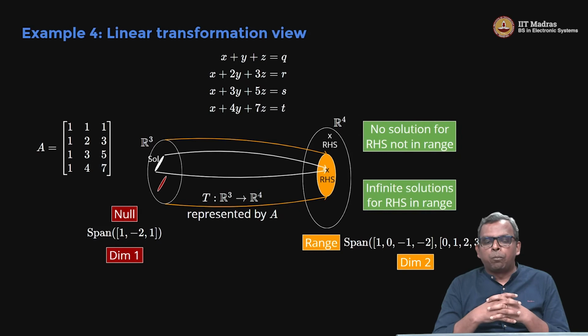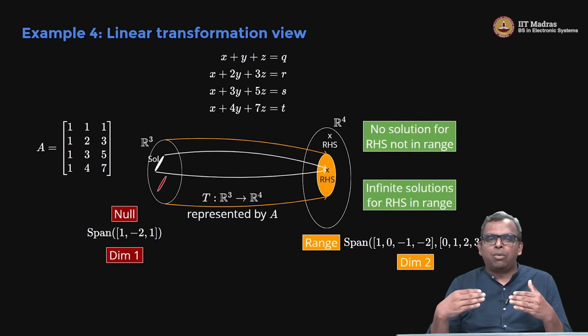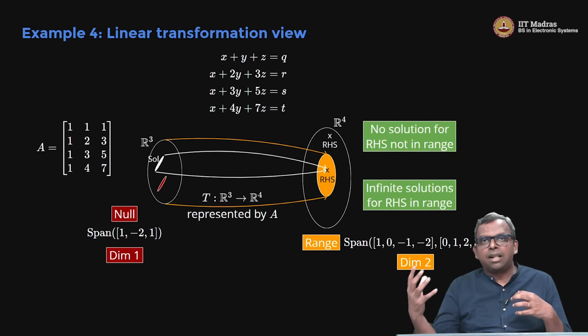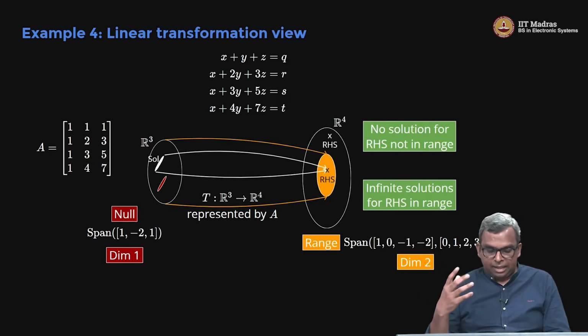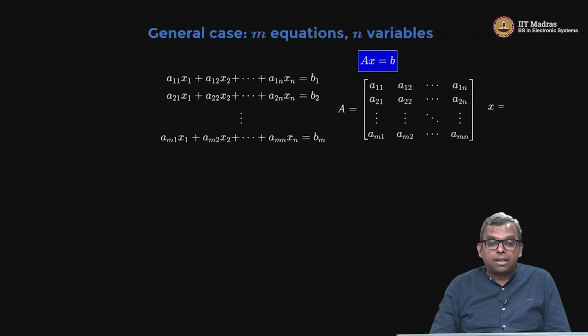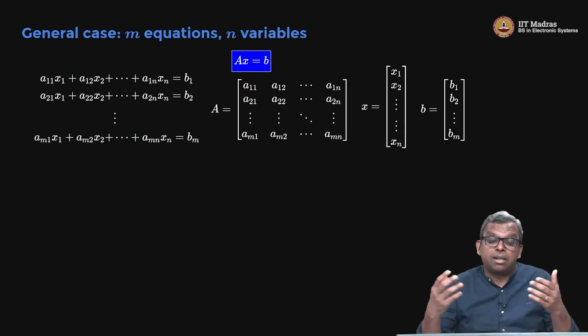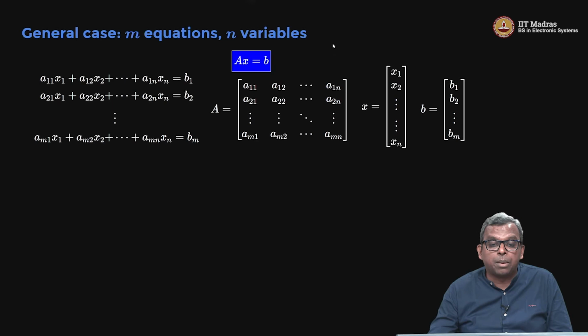Okay, so all this calls for more careful study. You know, how do you push to the general case? In the general case, when you have m equations and n variables, what are all the various things that can happen? Let's see that next. Okay, so how does the general case look? The general case would look something like this.